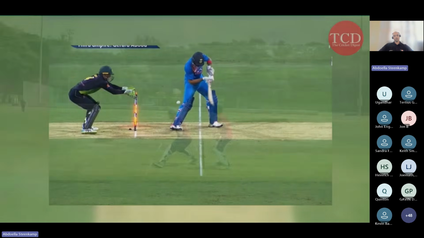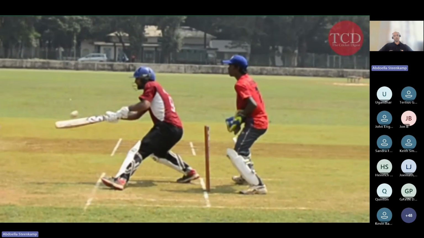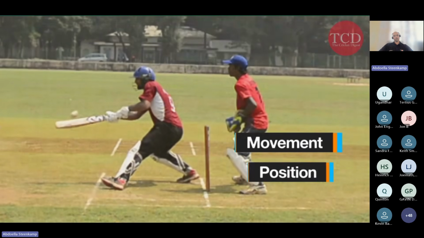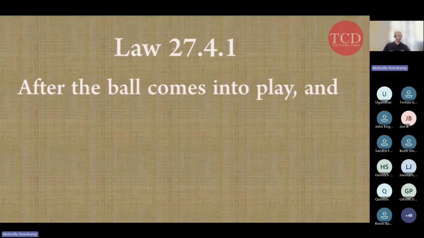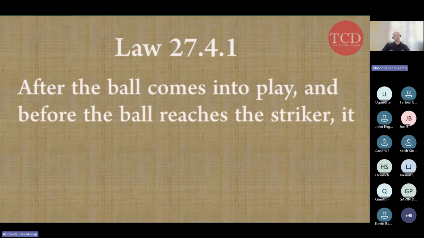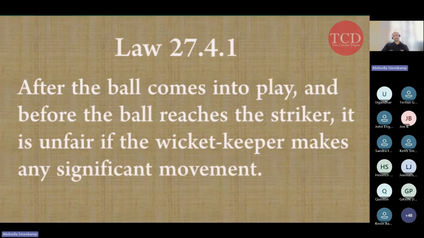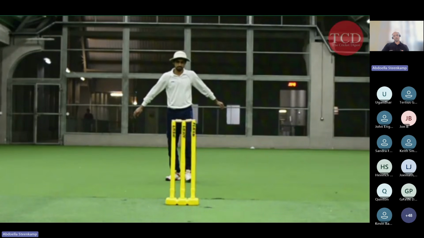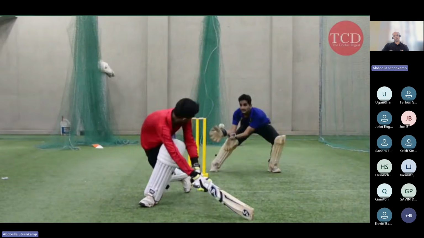Well, let's find out. Before going any further, let us take a look at the restrictions a wicket-keeper has. He has restrictions both on his movement and position. According to cricket law, after the ball comes into play, to know when the ball comes into play, watch the above video. And before the ball reaches the striker, it is unfair if the wicket-keeper makes any significant movement. In this case, the umpire will call it dead ball and further action will be invalid. However, he is allowed to make certain movements. Let's take a look at them.